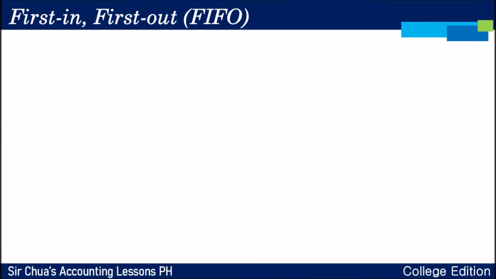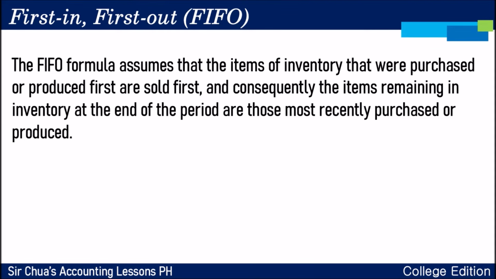Ngayon, talking about FIFO, the FIFO formula assumes that the items of inventory that were purchased or produced first are sold first. Produce or binili, yun ang unang binili, yun ang unang pinroduce in the case of manufacturing, yun ang unang mo ibenta. And consequently, the items remaining in inventory, yung natitira natin sa stockroom or sa warehouse, yun yung mga recently purchased or recently produced items.